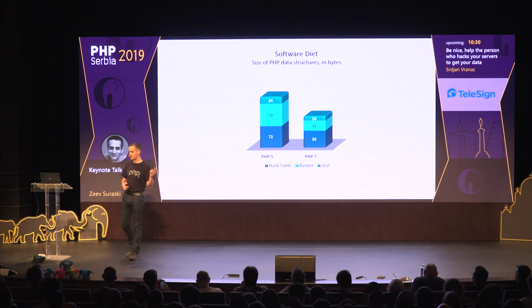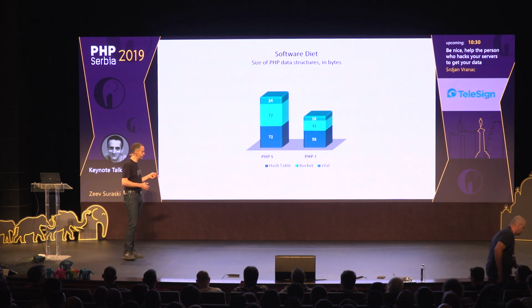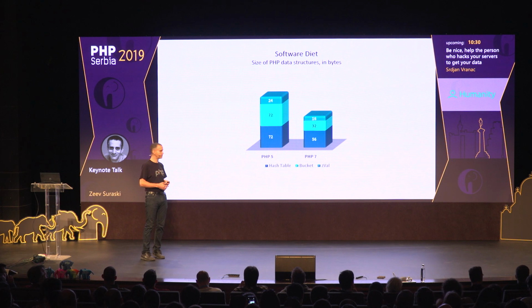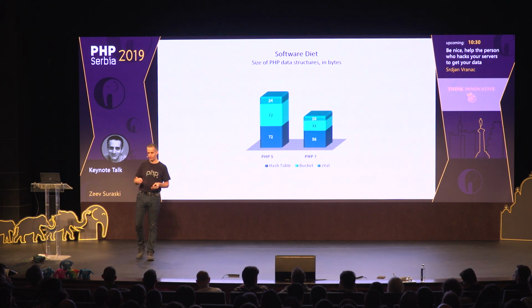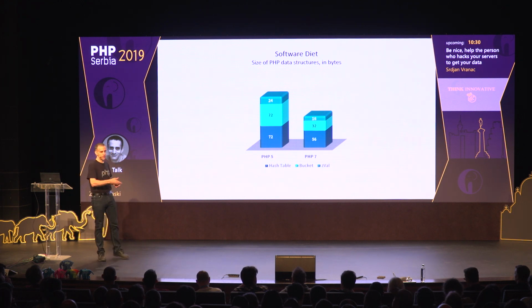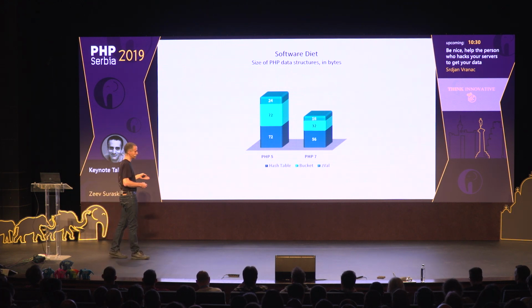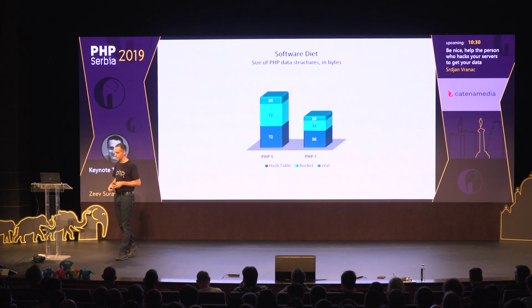Out of all these 3 reductions, actually the moderate 8-byte reduction from 24 to 16 on this building block was probably the most important one. But the other data structures also went on a diet. Bucket is a data structure that is used to hold a value inside a symbol table or an array. And a hash table is the data structure that holds the symbol table itself or the array itself. So all of them went on substantial diets.